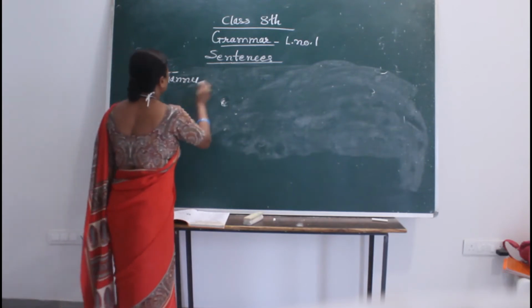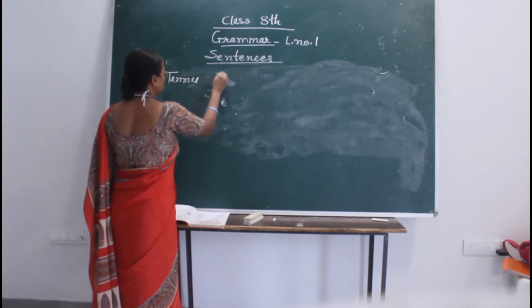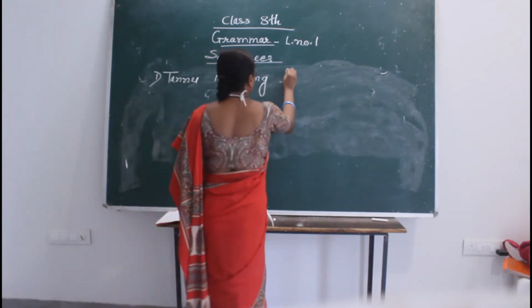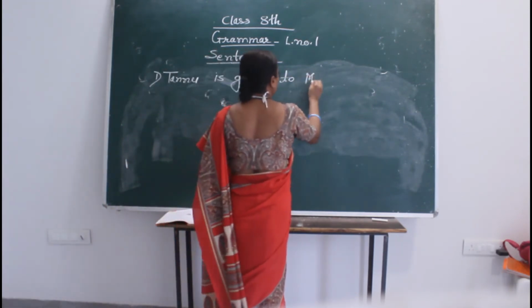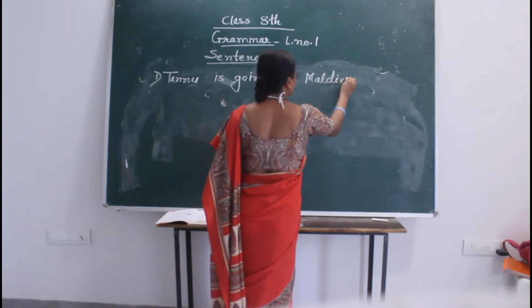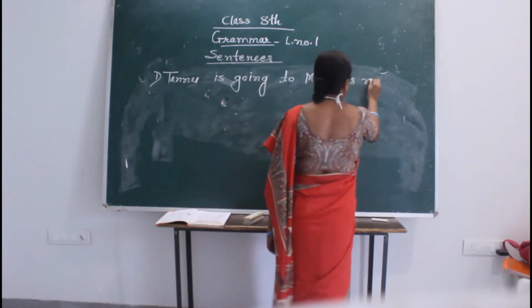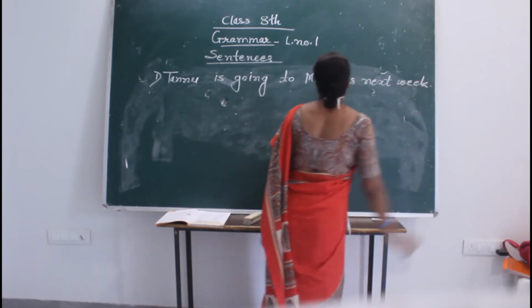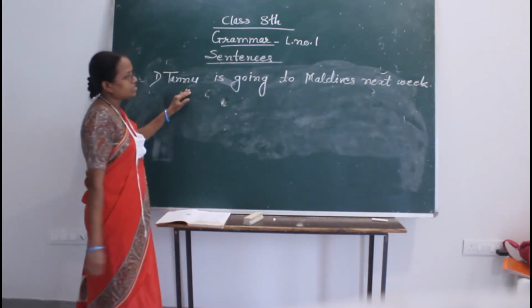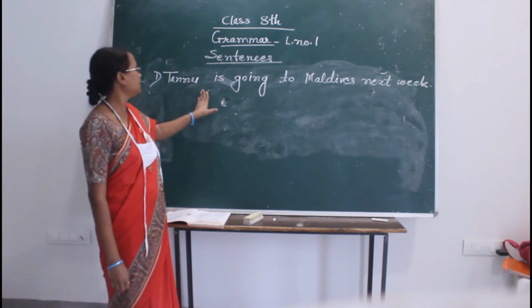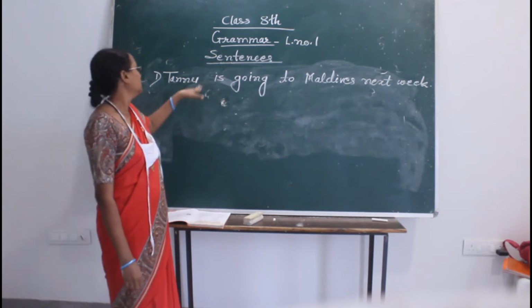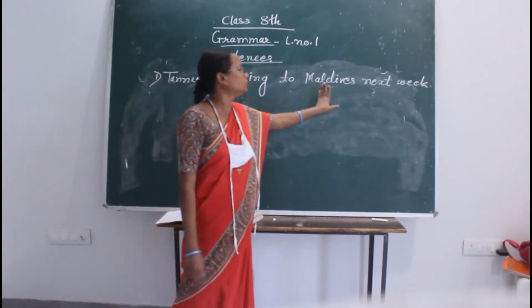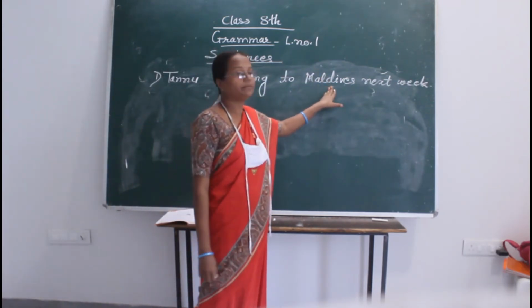What is this sentence conveying, students? This sentence is conveying that a girl whose name is Tanu is going to a country that is Maldives next week.